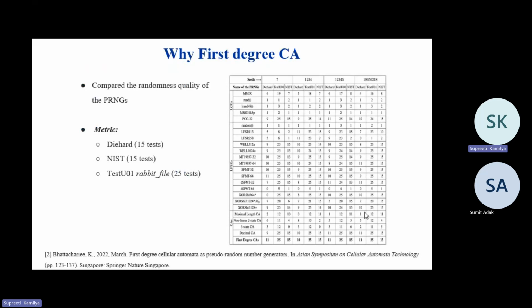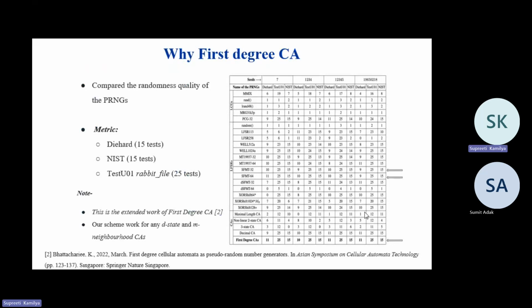So why are we choosing first degree cellular automata? Here are some PRNGs, evaluated using empirical tests: Diehard, NIST, and TestU01. We can see the LCG and LFSR PRNGs, with SFMT giving the best result among them. And first degree cellular automata is mostly comparable with these PRNGs; they almost pass these tests.